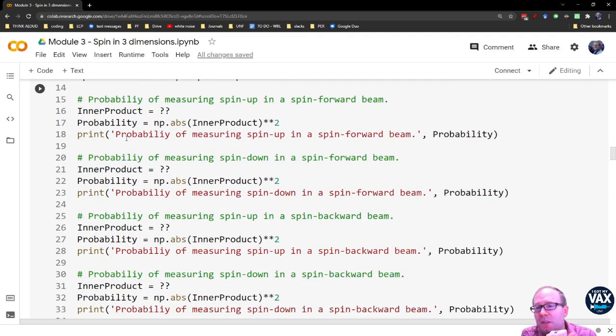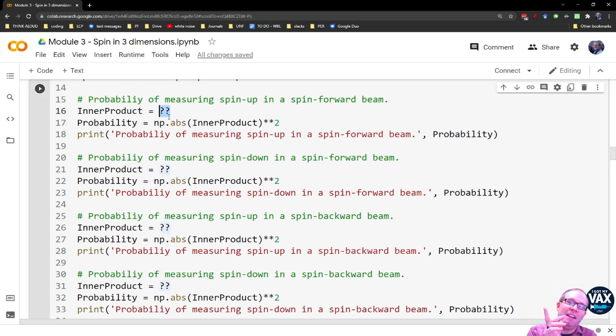So just like we did before, we're going to make spin forward and spin backward. Now here what we're going to do is ask you to check the probabilities. We know that if you have a spin forward beam, it should be a 50-50 probability of measuring spin up or spin down. So you should get an inner product, a probability, of 50% and 50%. We're going to leave it to you to fill in the inner products here. You can use the code cell from the second step on S sub x in order to figure out what those inner products should be.